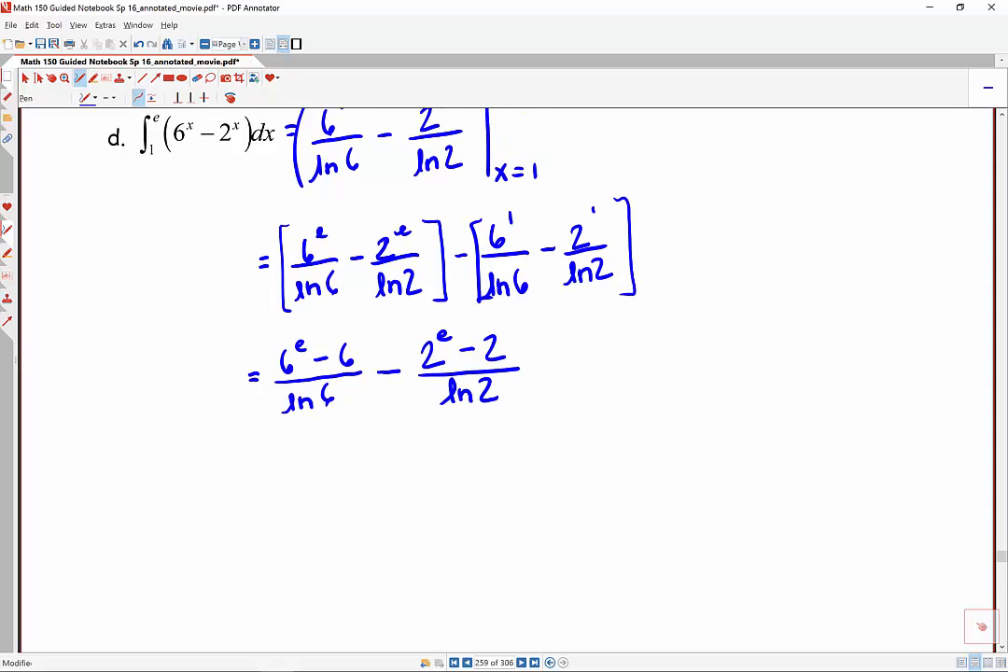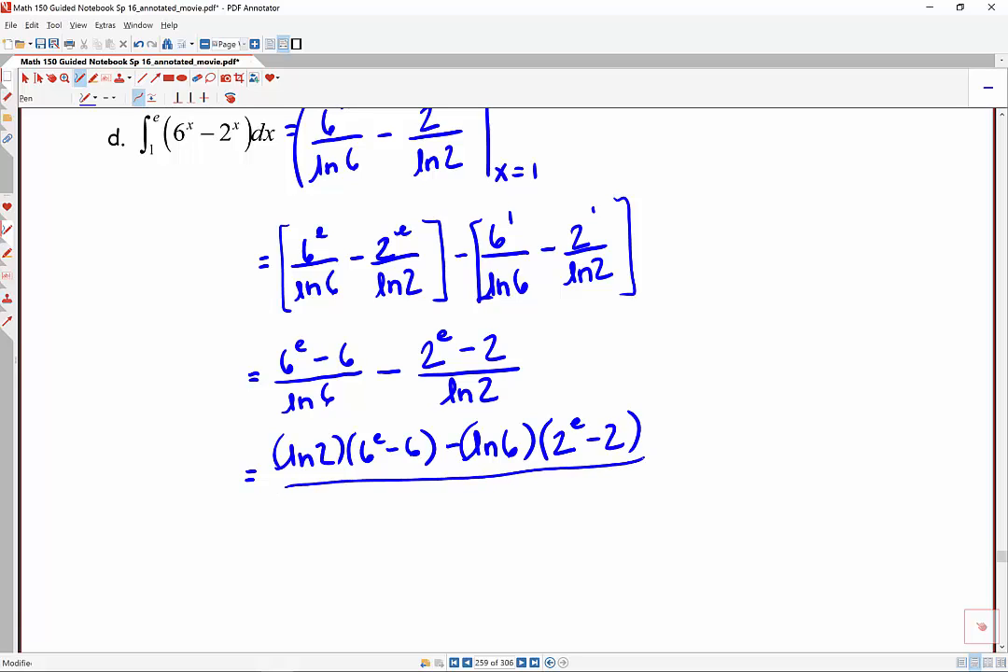I'll take one more step. This would have been okay. We'll end up, if you get a common denominator, with natural log of 2 times 6 to the e minus 6, and then minus natural log of 6 times 2 to the e minus 2, all over natural log of 6 times natural log of 2.